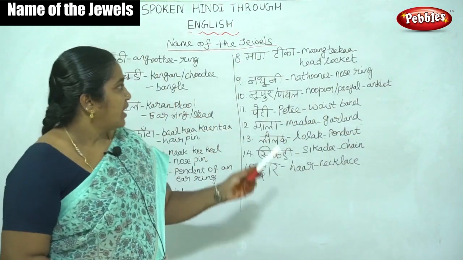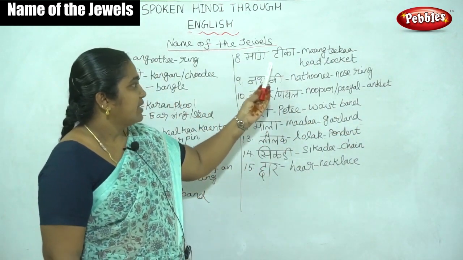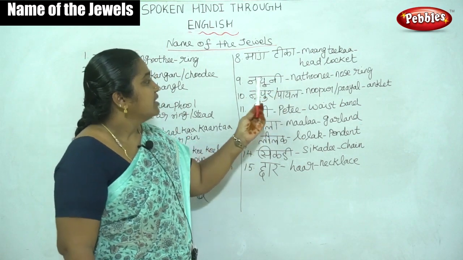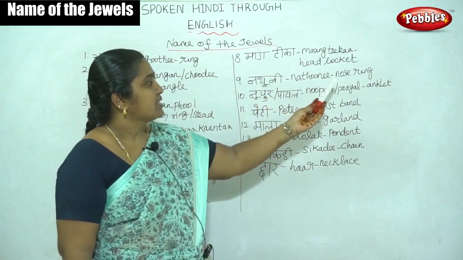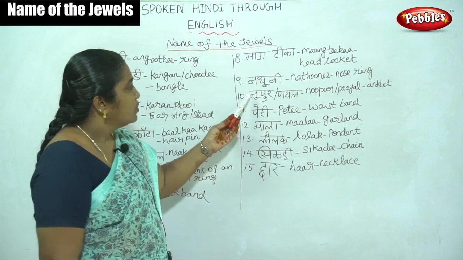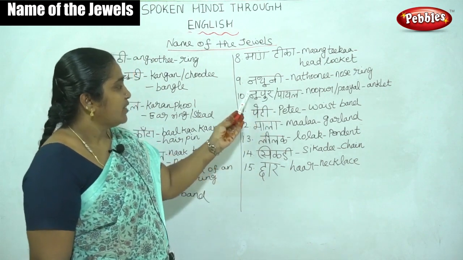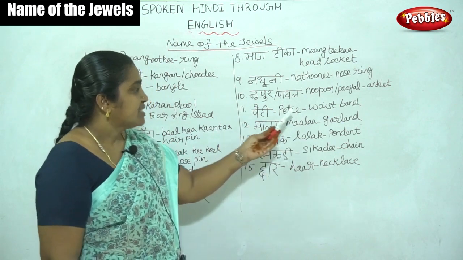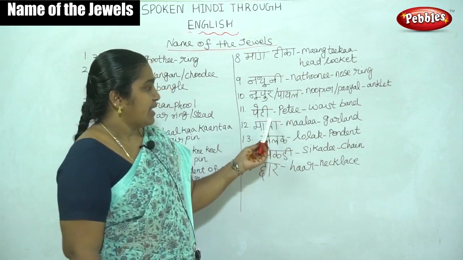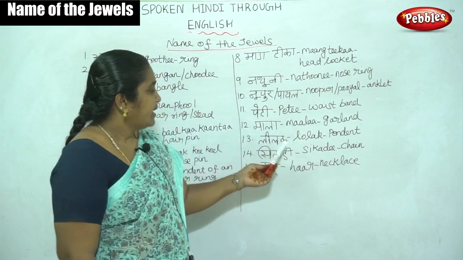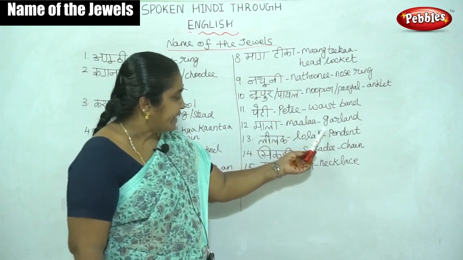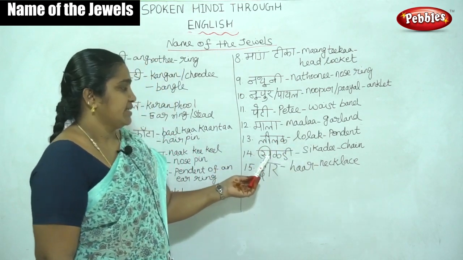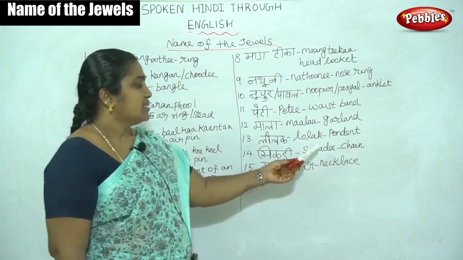Now mang tika. Mang tika is a head locket. Natuni. Natuni is a nose ring. Now nupur payal is an anklet. Then peti. Peti is a waistband. Mala. Mala is a garland. Then lolak. Lolak is a pendant. Then sikadi. Sikadi is a chain.